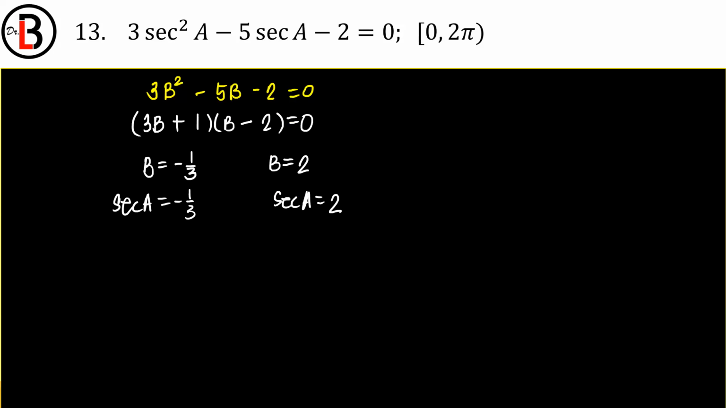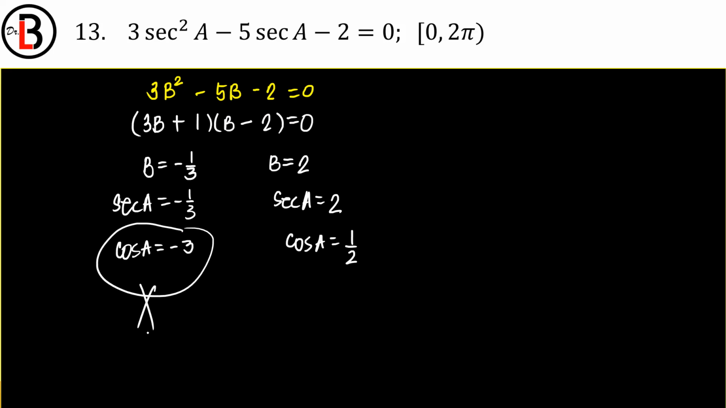Secant A is 2. You're given secant. So maybe we can change this first to cosine of A is negative 3, cosine of A is 1/2, so that you can use the inverse. You know that here, the cosine will be from negative 1 only up to positive 1. So here, there's nothing we can do. Here, cosine is 1/2. When does that happen? When A is 60 degrees, and then that's positive. So in quadrant 1 and quadrant 4.